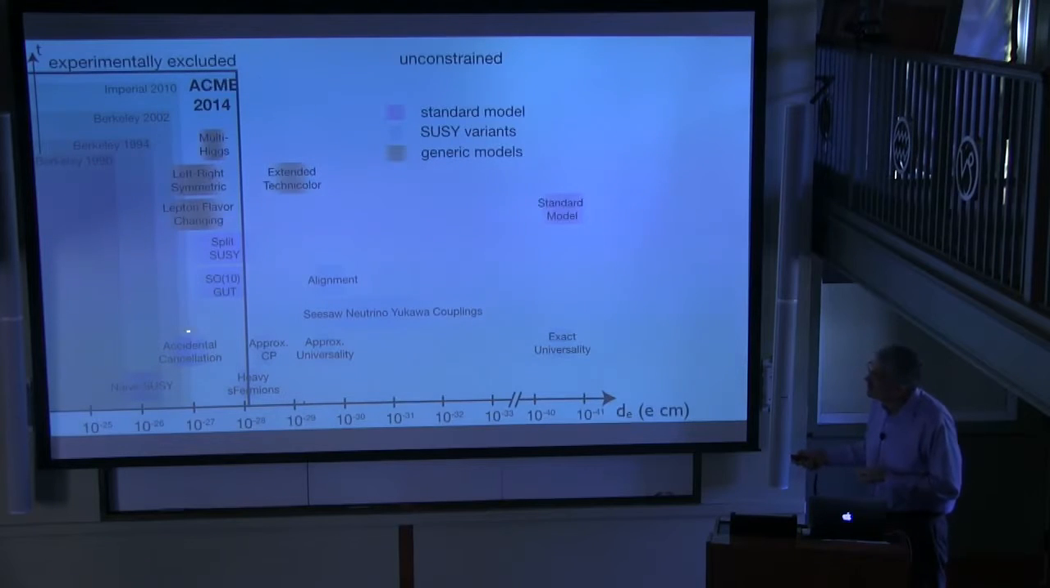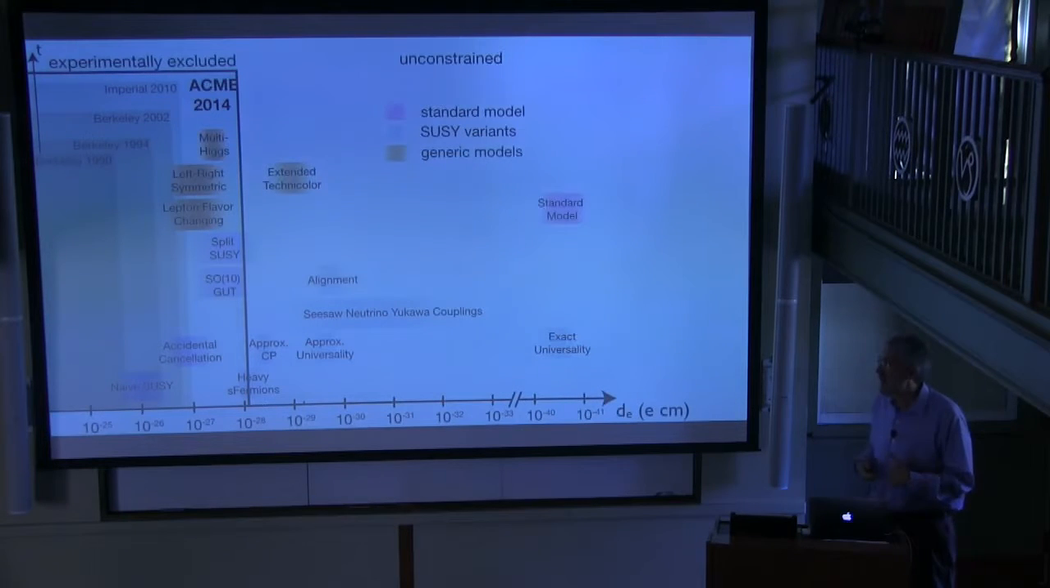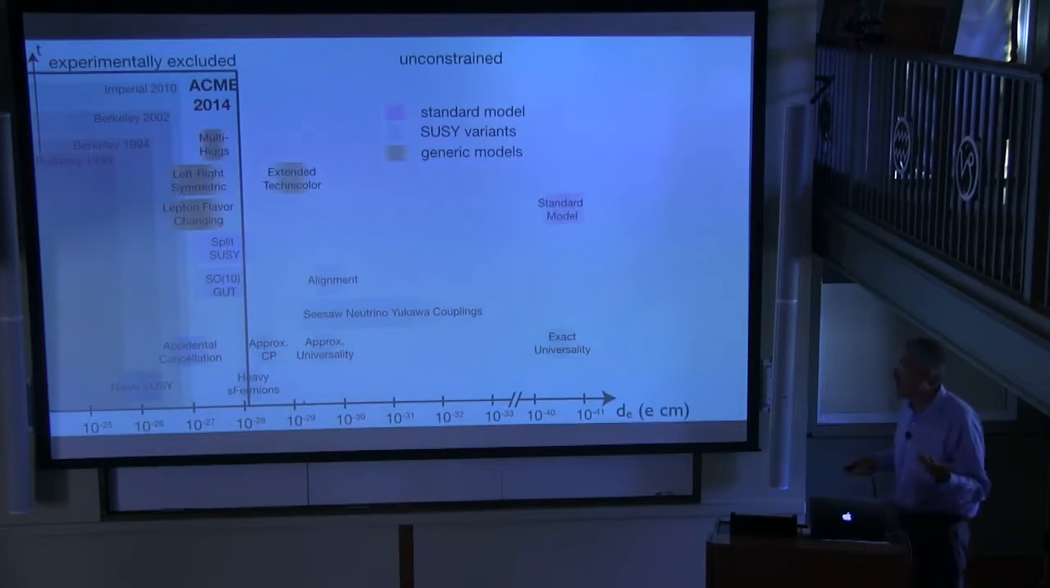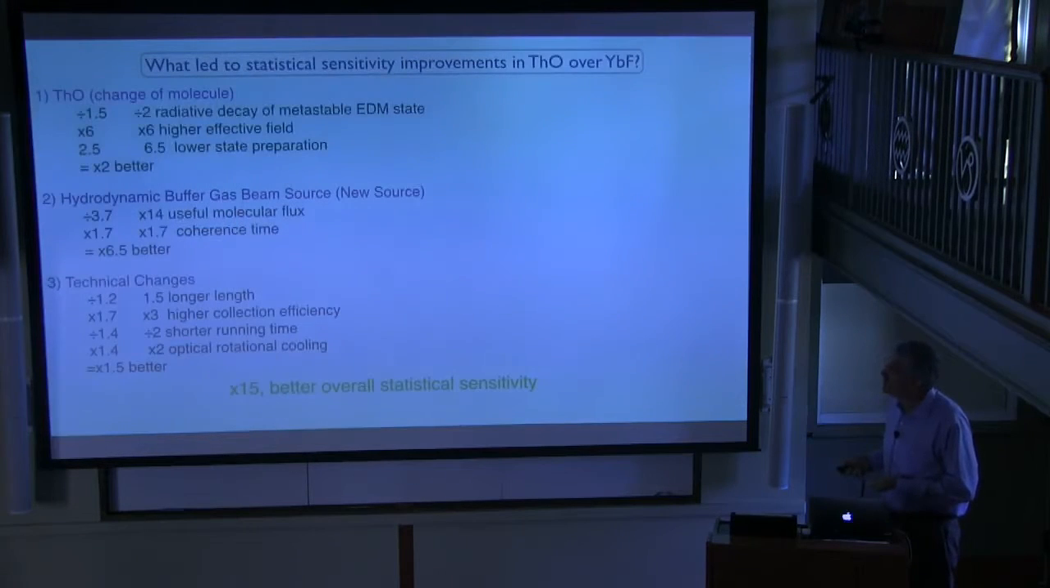And so this new result, you can see this was naive SUSY. We've really left it pretty far behind. That if minimal supersymmetry exists, that means that for some reason the CP violating phases are very, very small. And that in and of itself is odd, unnatural, but it may be the case. We'll just have to see.